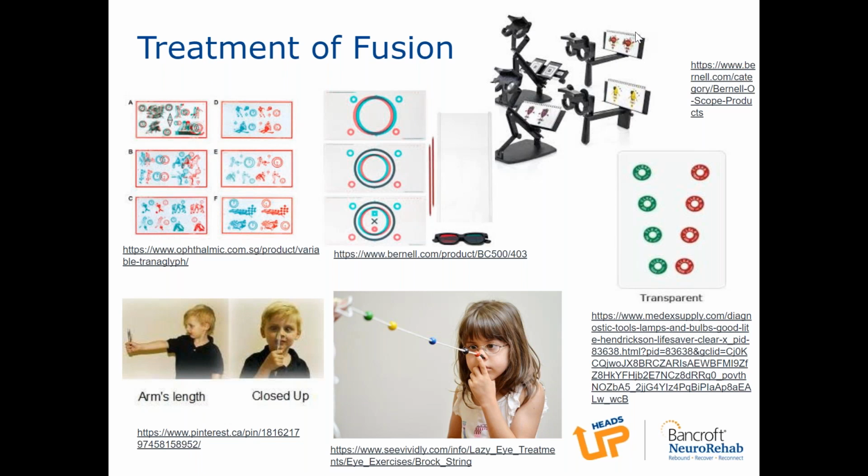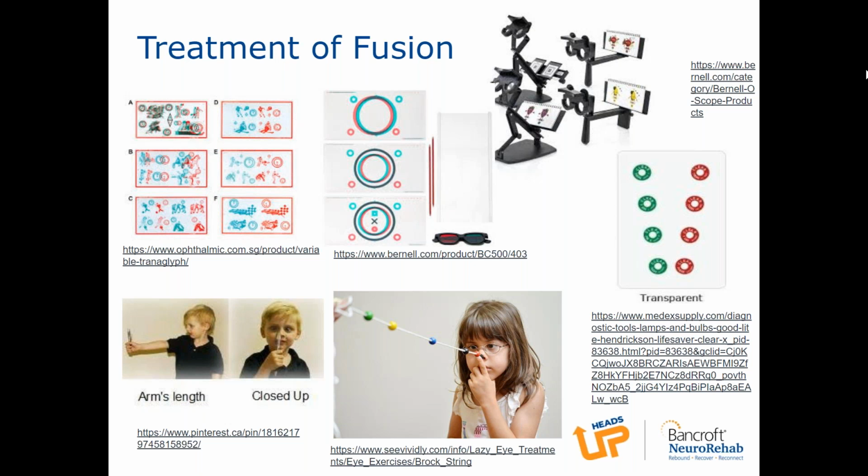In terms of treating these fusion issues, the eye teaming issues, there's a lot of things we can do. This is more what I would consider high-tech stuff, things that have to be in the clinic to use. The top left and top middle pictures are called tranaglyphs, one being a fixed tranaglyph versus one being a variable tranaglyph. We use these with those red-green glasses pictured in the middle picture. Essentially, we're moving from the easiest into harder and asking them to try to maintain one picture.